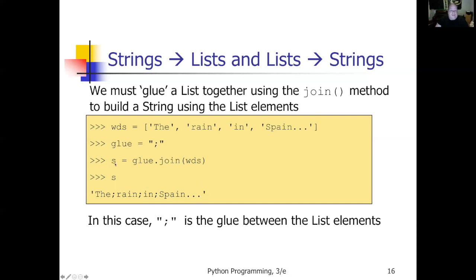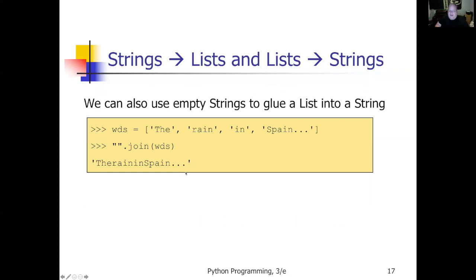So this could be a space, it could be nothing, it could be dashes, it could be anything, right? If you wanted to put your own name in between each of those words, have it say, the Gary rain Gary in Gary Spain, you could do that too. You get to specify the glue character that actually joins each of the values in the list together into a new string. So that's up to you. You get to pick that glue character.